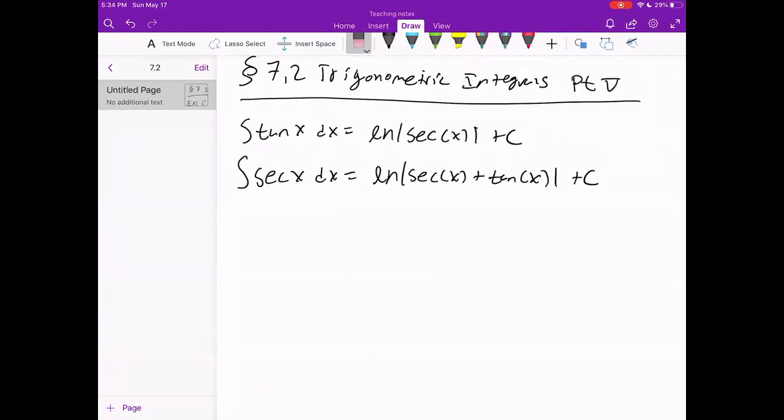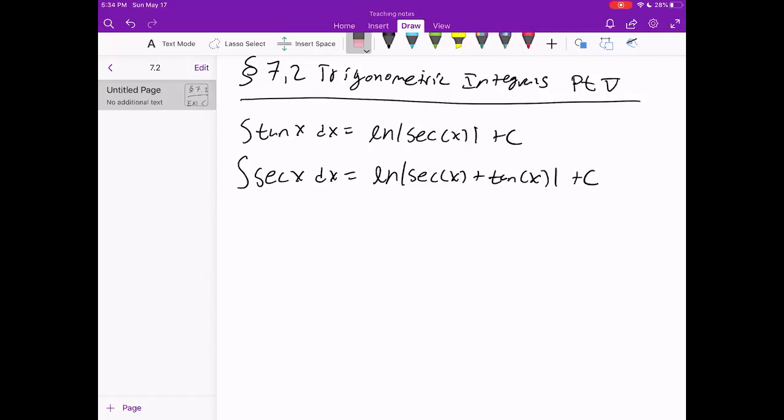We have two integrals that we're going to need for some of these examples. The first one is that the integral of tangent of x is the natural log of the secant of x plus a constant. We've done this integral before. It's a u substitution. You write tangent as sine over cosine and go from there. The second one we need is the integral of secant of x is ln of the absolute value of secant of x plus tangent of x.